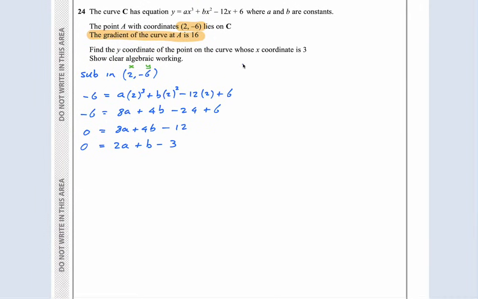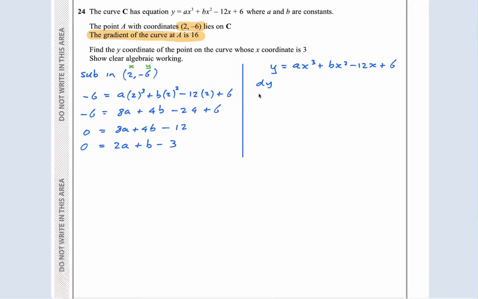Right, my second equation, I'm going to get using the second thing that he said, which is the gradient equals 16, the gradient at that point. Now the gradient, guys, and this is how I know, or why I said it's calculus, because calculus is all about the gradient. When we differentiate, get the derivative, we are finding the gradient. So we are going to differentiate this thing. Differentiate this. Let's do that first.